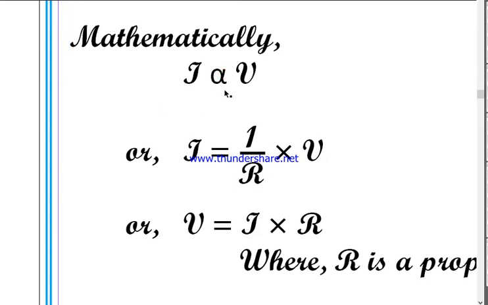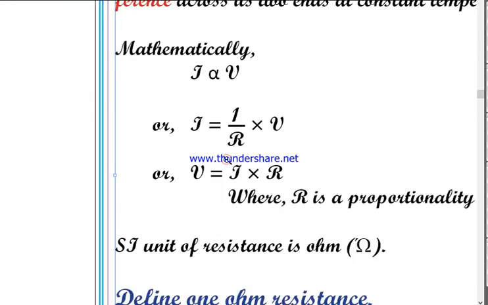So there is a factor by which V should be multiplied so that it would be equals to I. Such a factor is known as a proportionality constant, and in this case the proportionality constant is 1 by R, where R is resistance. The proportionality constant in this case is the inverse of resistance.